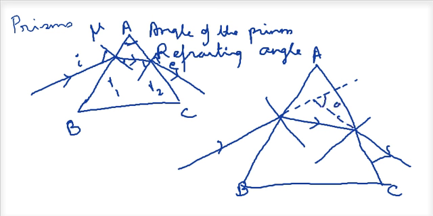This angle here is called the deviation. The ray was supposed to go this way, but it landed up going this way, so it got deviated from its path. That is called the deviation. So these are the two normals. The normals meet at this point.